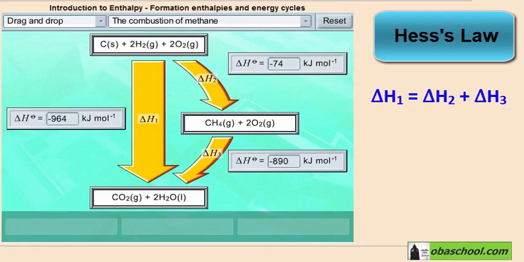Let's check. So delta H2 plus delta H3 is equal to minus 74 plus minus 890. Of course, don't forget to consider the sign of the enthalpy change. So minus 74 plus minus 890 is equal to minus 964 kilojoules per mole. So this is Hess's law.